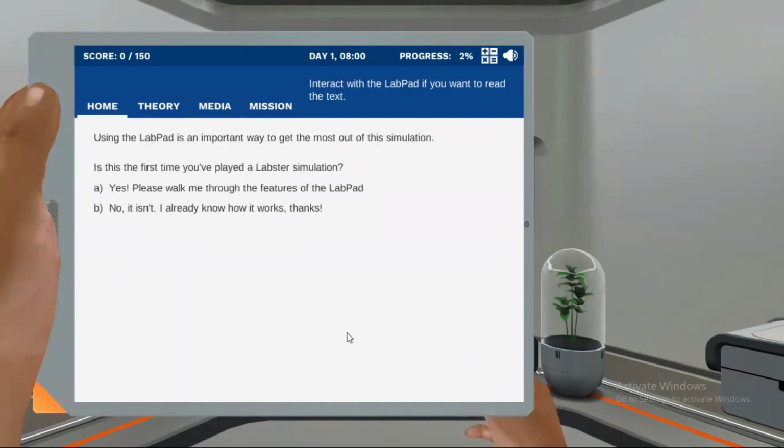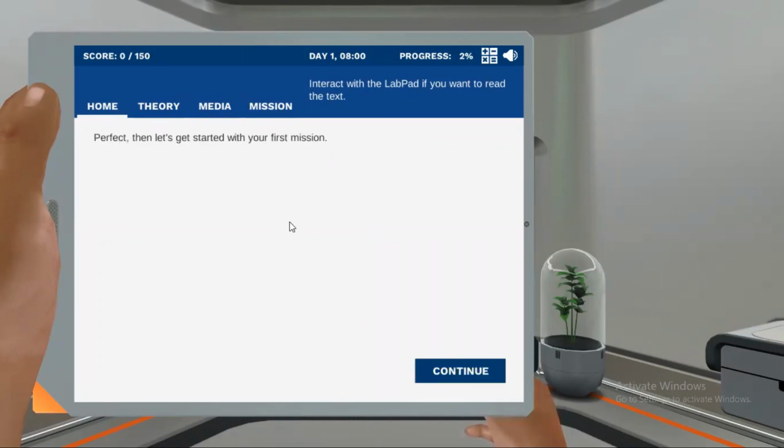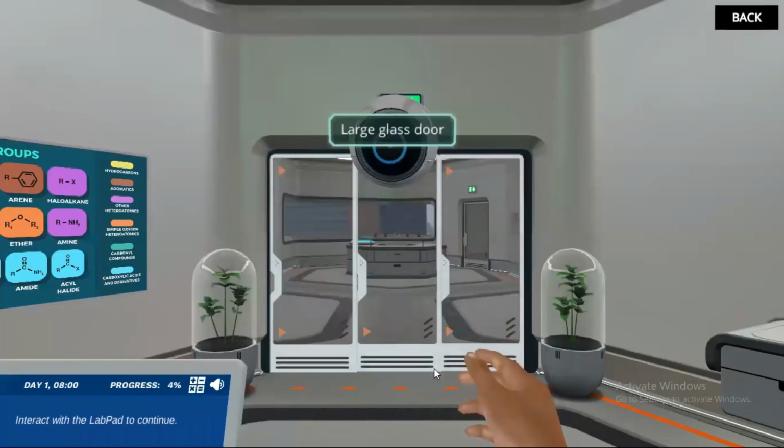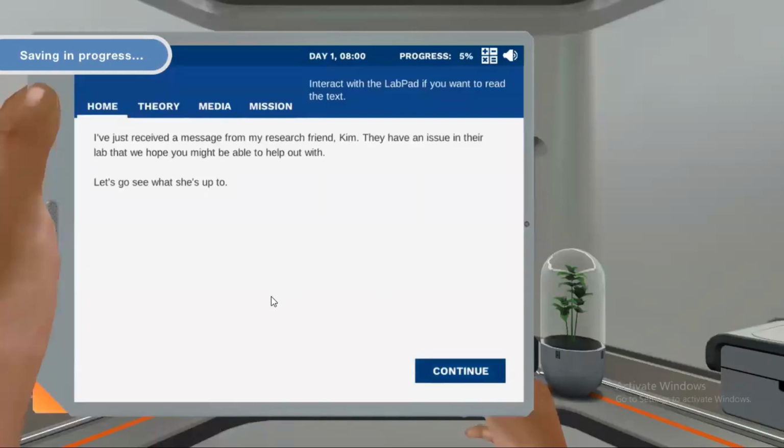Using the lab pad is an important way to get the most out of this simulation. Is this the first time you've played a Labster simulation? Perfect. Then let's get started with your first mission. I've just received a message from my research friend, Kim. They have an issue in their lab that we hope you might be able to help out with. Let's go see what she's up to.